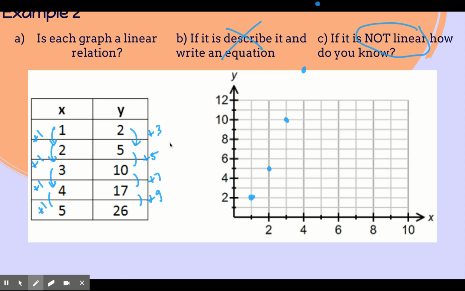And so if you actually look and try to put a ruler on this, if you were trying to do this at home, this actually does not make a straight line. It kind of makes a curve. This is what we call, and you'll learn about this in grade 10, an exponential graph. It's not a straight line. Okay? So we know because the dots do not form a straight line.